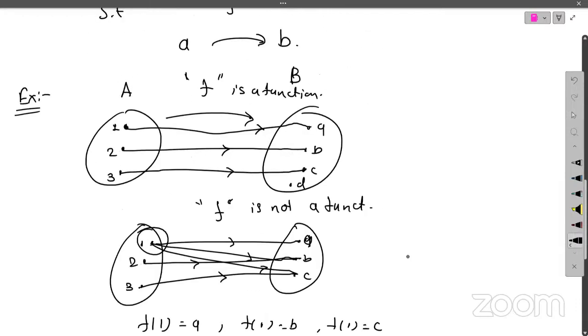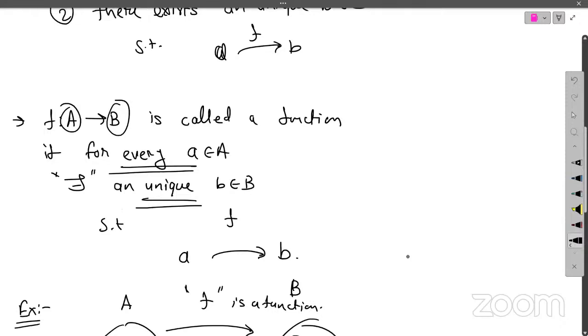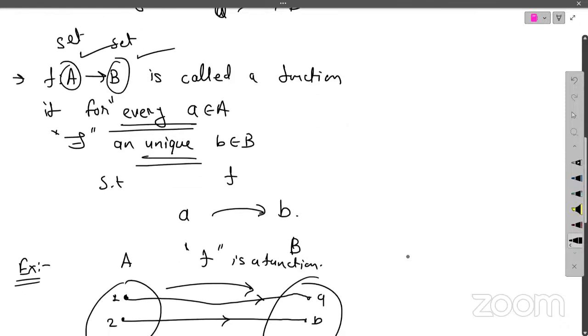So what is a function? A function is basically a rule, a map, or a correspondence, or anything you can say, from one set to another, which follows these 2 rules. First, for every element of A, there exists an element of B. That means every element of A can be accessed as an input. And the second thing is, for every input I have a unique output. If a map follows these 2 rules, then that particular map is known to be a function.